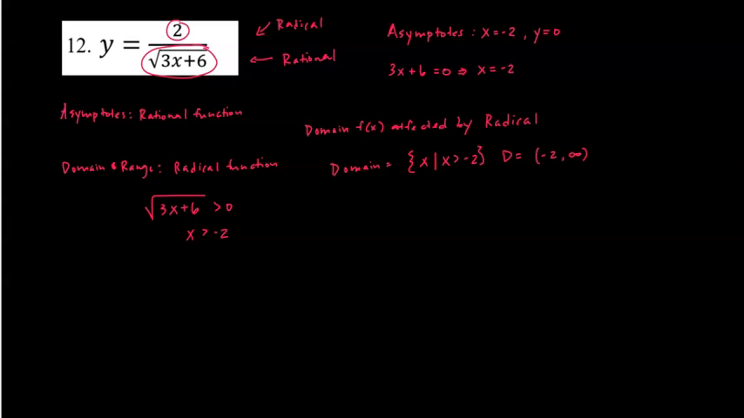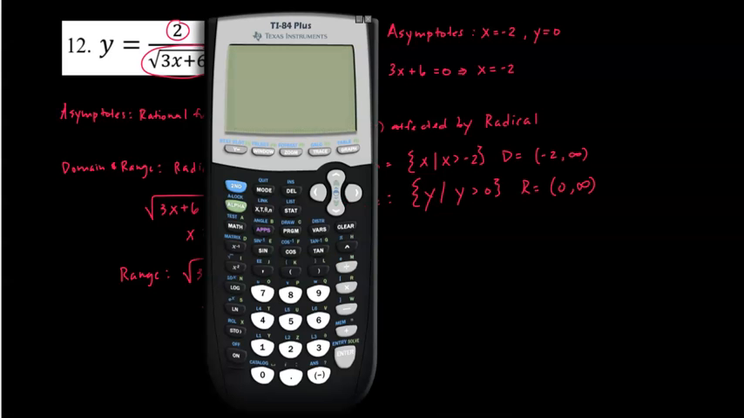Okay. Now, the range. The range is going to be determined by the square root of 3x plus 6, and that has to be greater than or equal to 0. But once again, it can't equal 0. So the whole function has to be greater than 0. So the range is y such that y has to be greater than 0. Right? And so it starts at 0 and goes to positive infinity. Okay? You can graph it if you want.